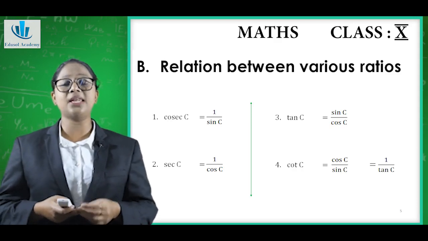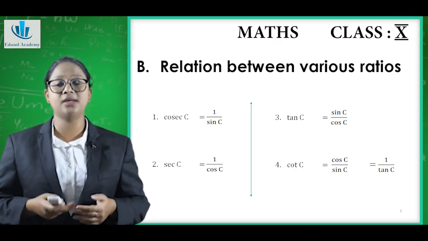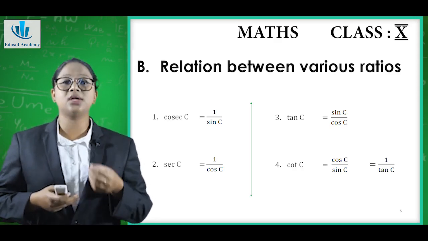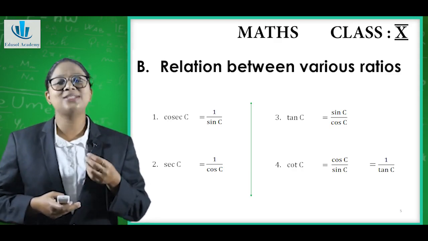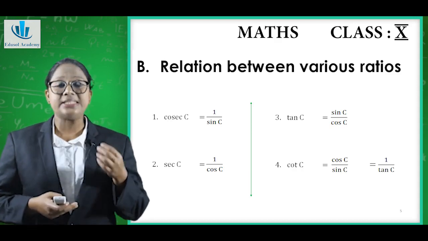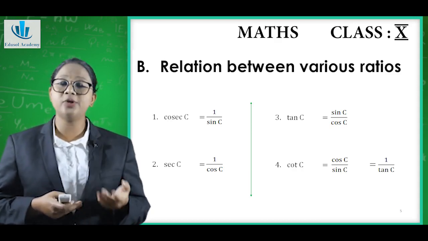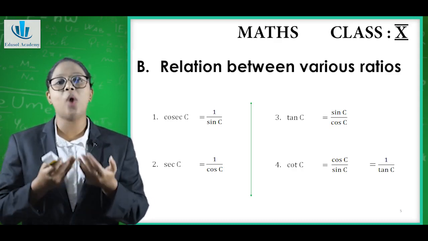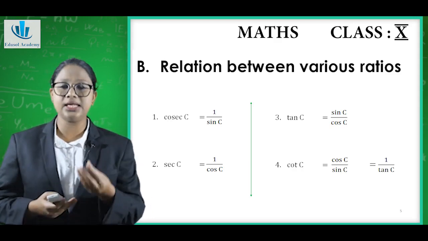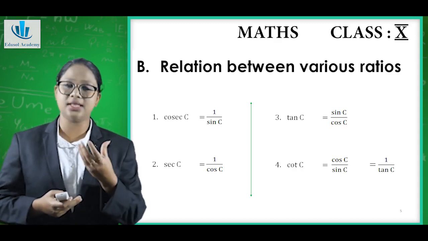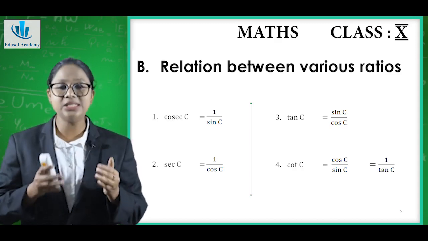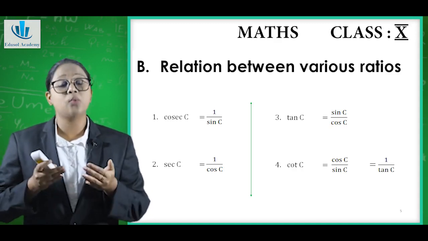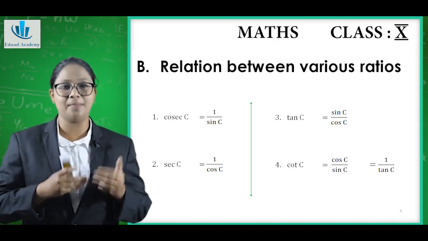Now the second set of pairs is sec and cos. Again, cos is the ratio of adjacent side to the hypotenuse, whereas sec is the ratio of hypotenuse and the adjacent side. So we can write sec as 1 by cos. Sec theta or sec A will come with the name of the angle, but in general sec is equal to 1 by cos, and the converse. Cos is equal to 1 by sec.